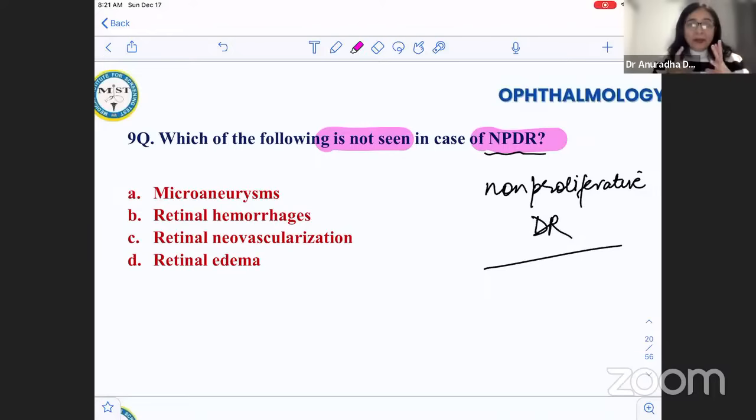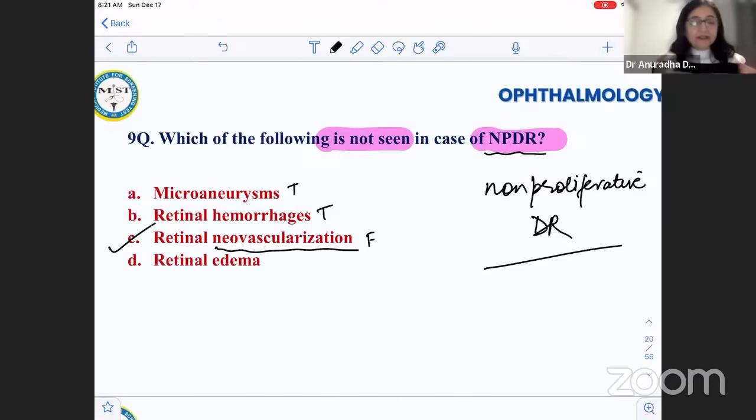Here we should answer very cautiously. In the exam the mind gets confused because it's not only ophthalmology, there are questions based upon all the subjects coming randomly, so don't miss the word "not seen" if it is written in the statement. So what is not seen? Microaneurysms, they are seen. Retinal hemorrhages, flame shape, dot and blot, they are seen. Retinal neovascularization, once it is neovascularization, that becomes the stage of proliferative diabetic retinopathy. So that is not a feature of NPDR, which is my answer.